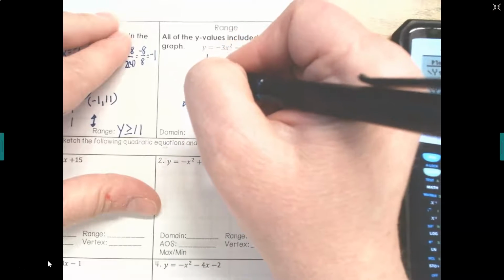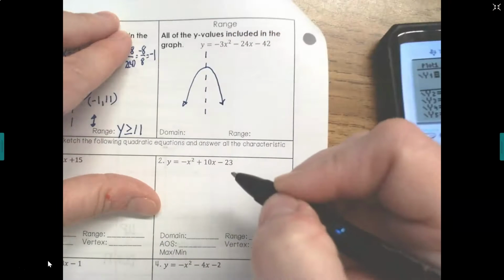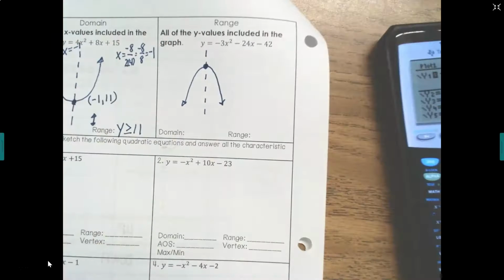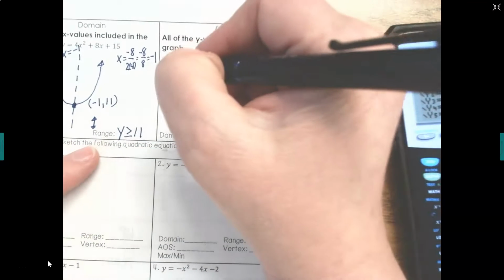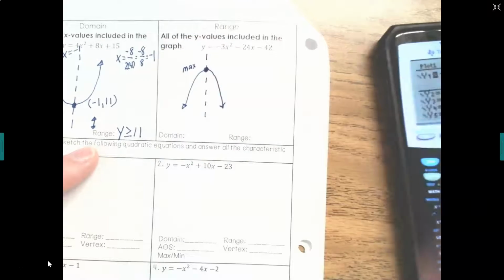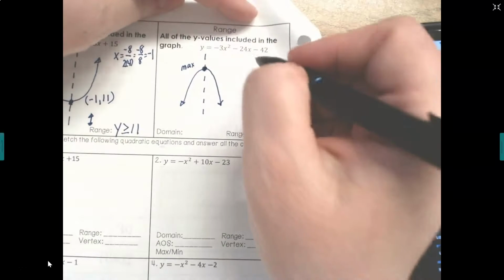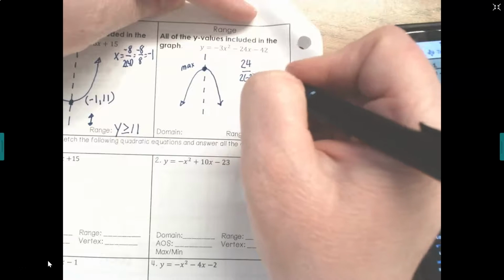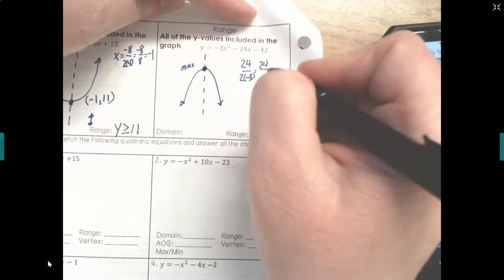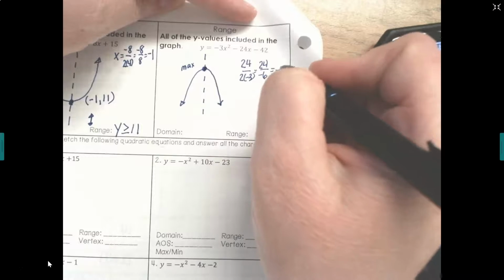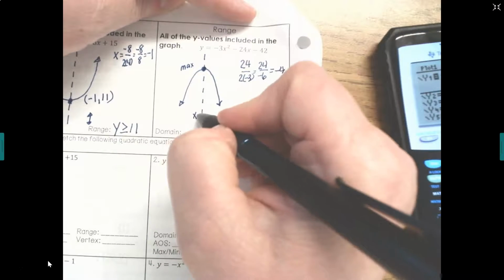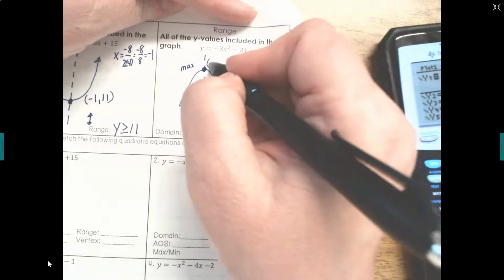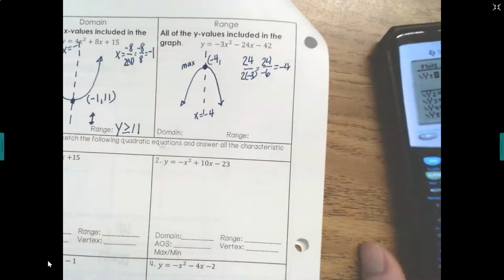I know that the axis of symmetry will go right through there, through the middle, and here's my vertex. Okay, my vertex is at the top of the graph. That makes it a maximum. To find my axis of symmetry, I take -b divided by 2a. So I get 24 divided by -6. So my axis of symmetry is at x equals -4, which tells me the x value of my vertex, -4.